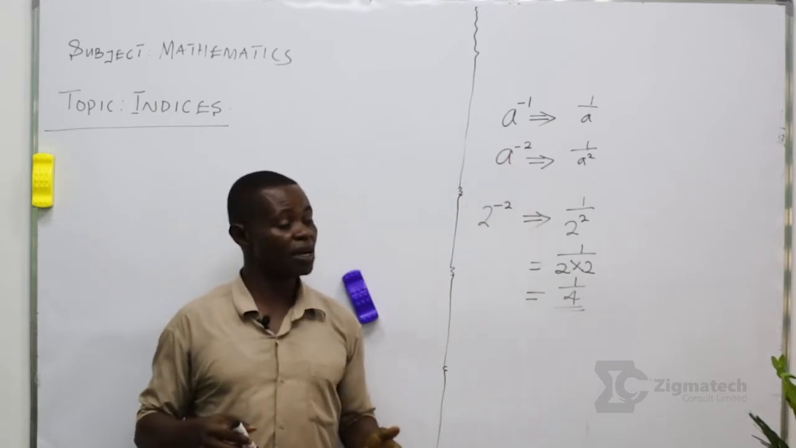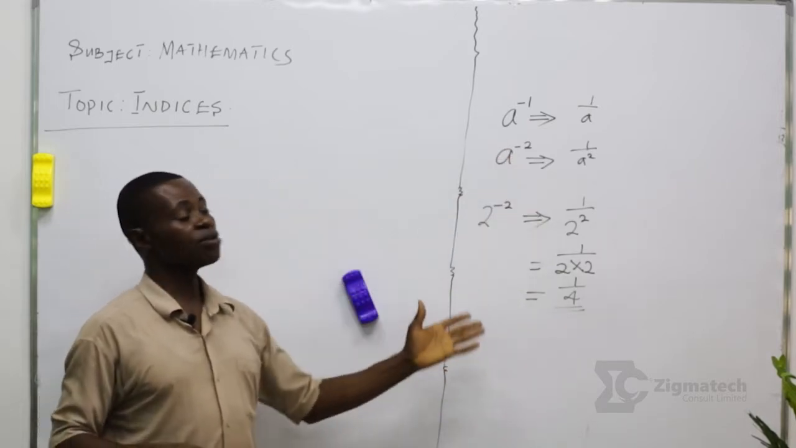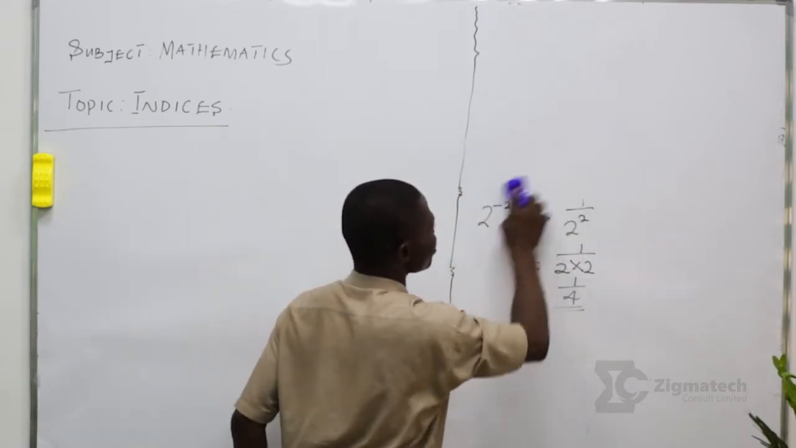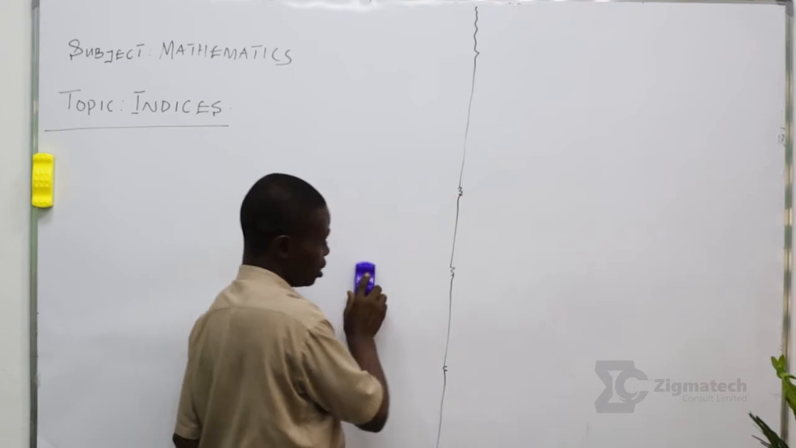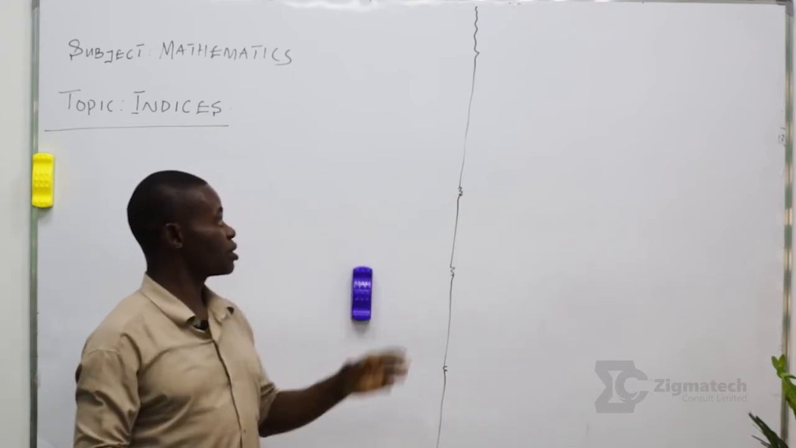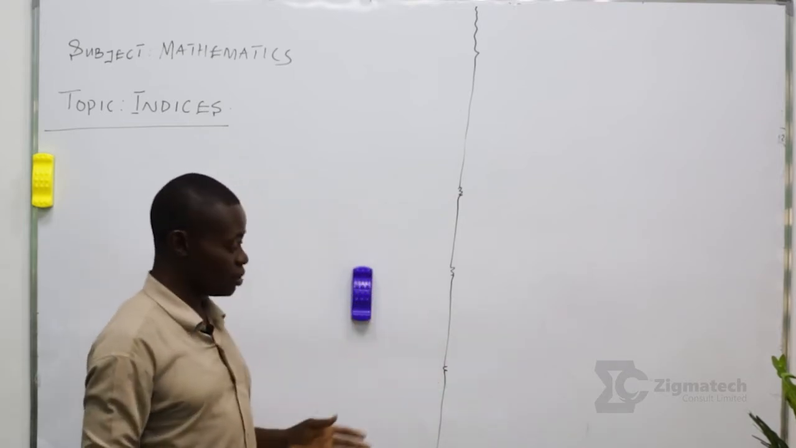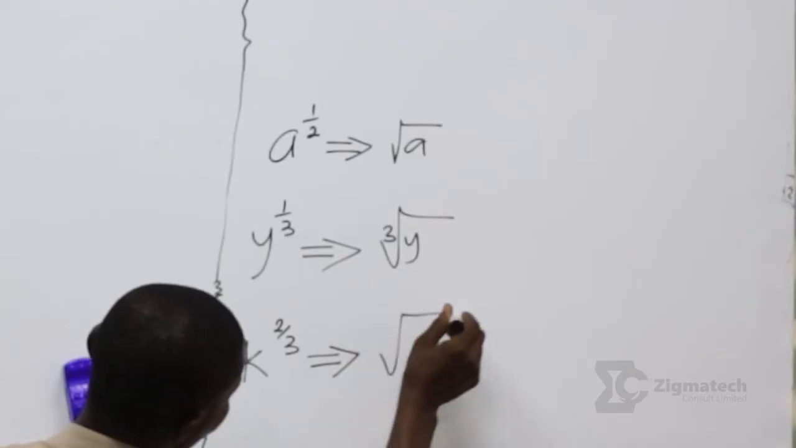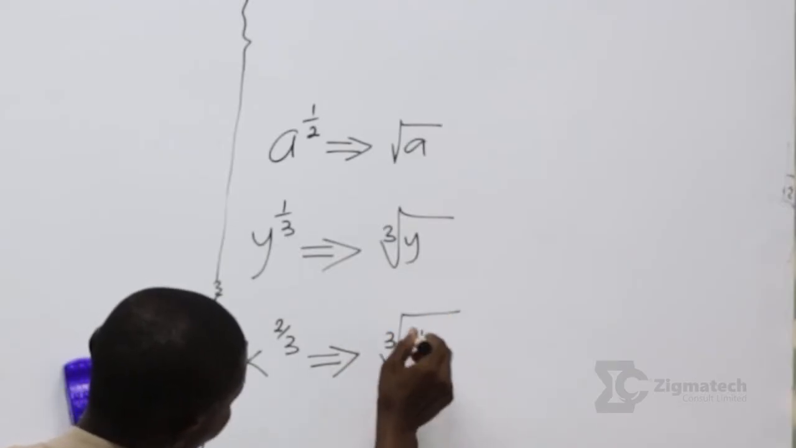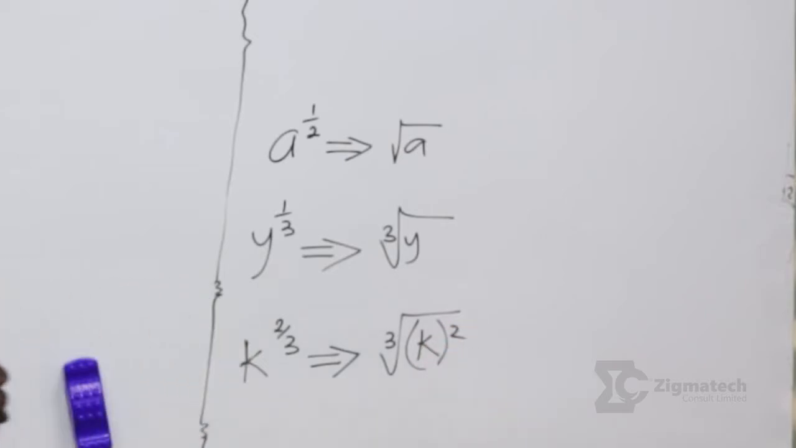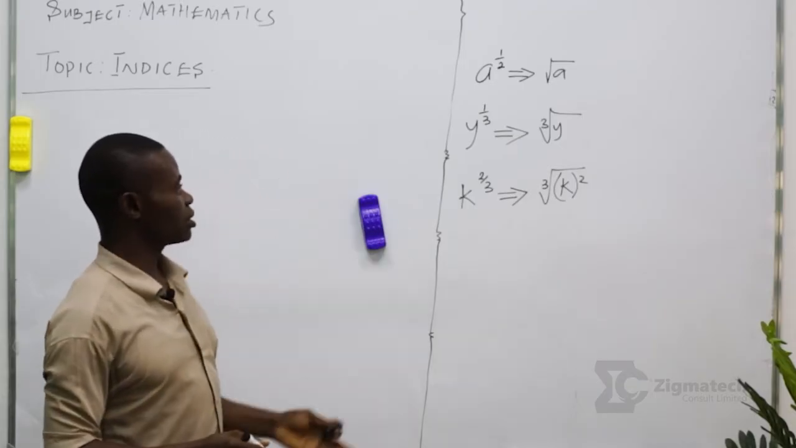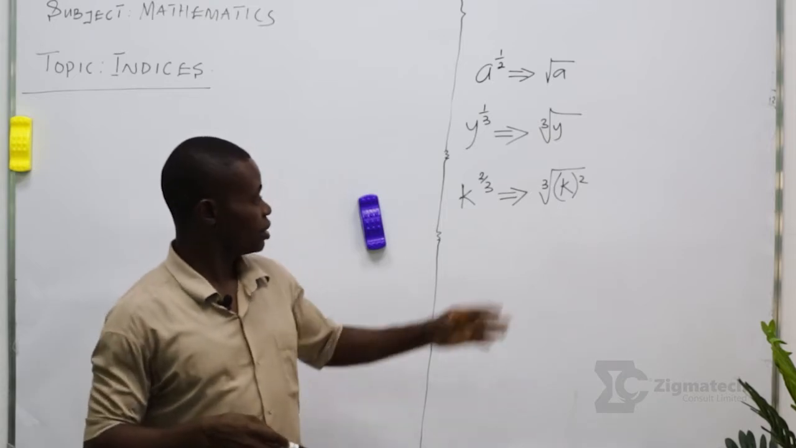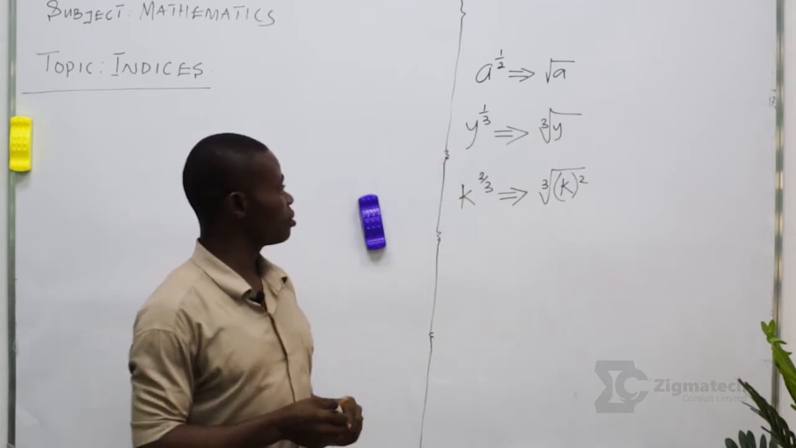The next law of indices is the one you call the power law. This power law is very important in indices, especially for those of you writing JAMB. Care must be taken to handle anything that has something to do with the power law. Cube root of k or square. Let's see the next law, then we'll go over to the application of indices. The next one is the fractional law.